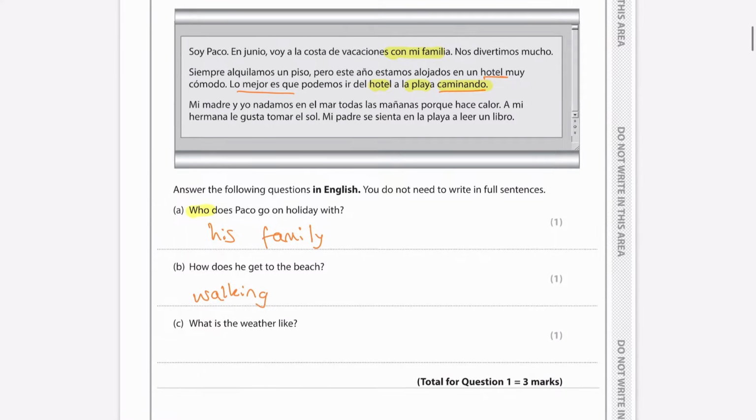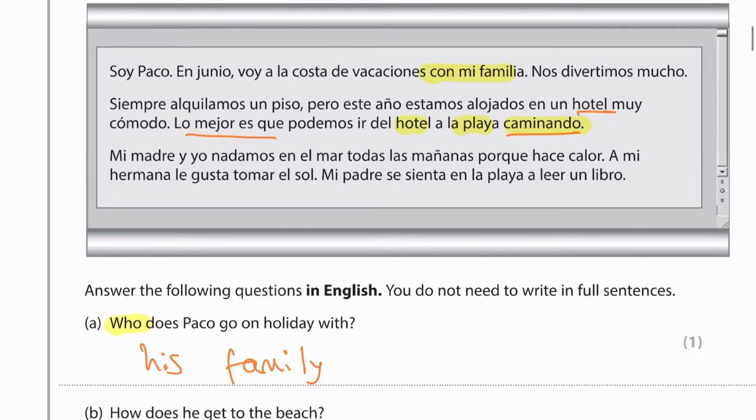And then what is the weather like? That must be in the last paragraph here. So, mi madre y yo nadamos, we swim, so it must be some good weather. Nadamos en el mar todas las mañanas porque hace calor. A mi hermana le gusta tomar el sol. Mi padre se sienta en la playa a leer un libro. So we've mentioned a few bits of color here. Hace calor, it's hot. Tomar el sol. So both of these ideas are about it being hot, being sunny.